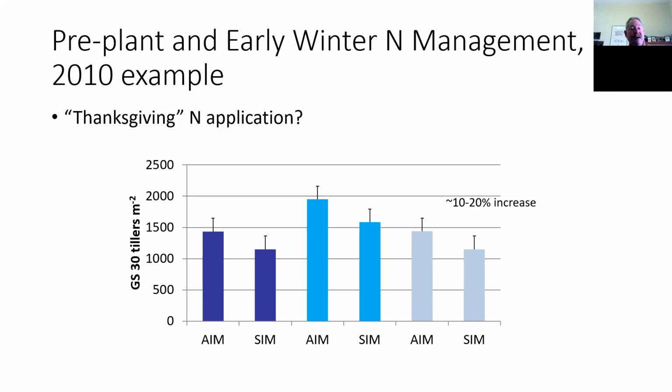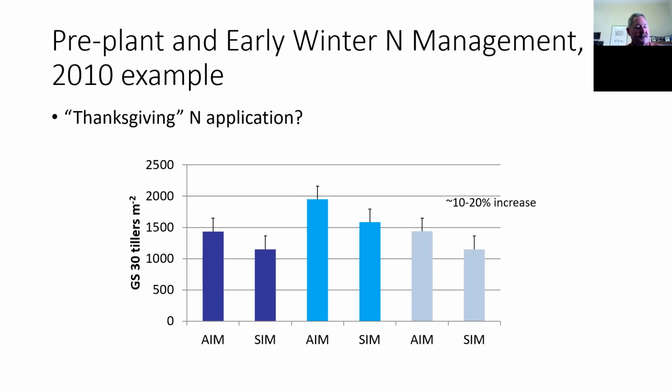So my point is that, if the crop canopy isn't where we want it to be and the tillering isn't as aggressive as we'd like for it to be in mid to late November, a small application of nitrogen, 25, 30 pounds, can really boost that growth and get that canopy development and the number of tillers up where we want it to be in early spring.